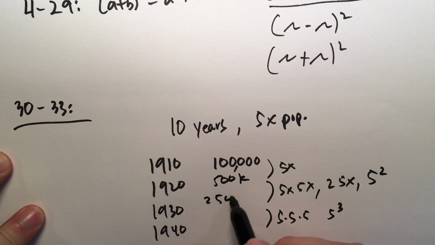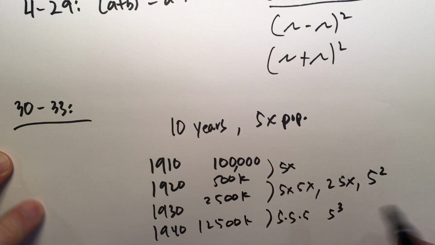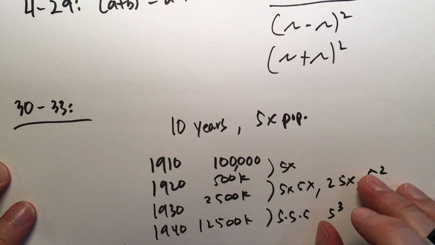Okay, so this one would be 500,000. This one would be 2,500,000. This one would be 12,500,000, or 12.5 million. That's how it would work.